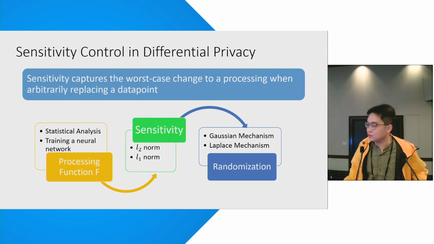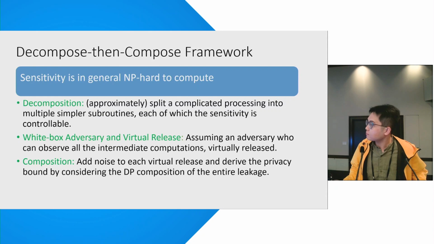The second central question in DP research is to determine the sensitivity. Roughly speaking, sensitivity captures the worst-case influence from an individual on the processing output. Only given the sensitivity can we properly determine the randomization to produce the required privacy parameters. Usually we will adopt some noise mechanisms.